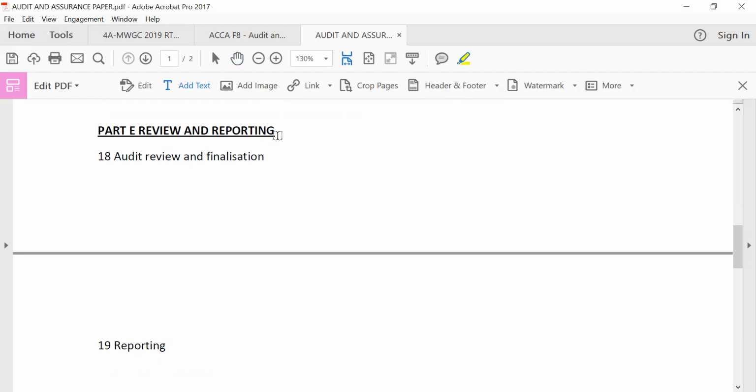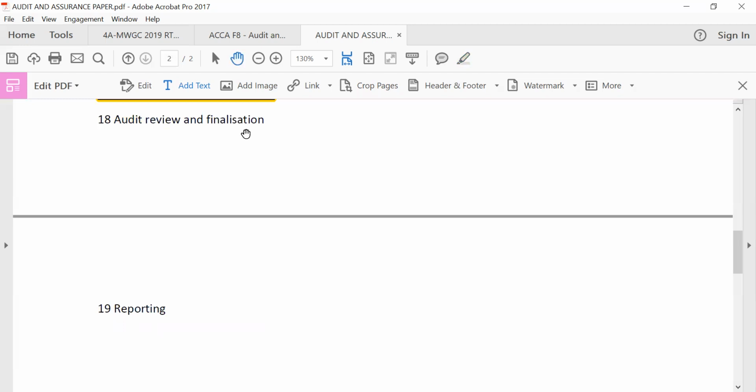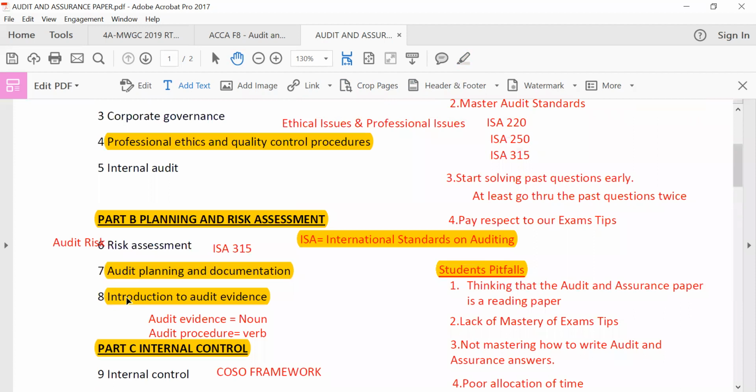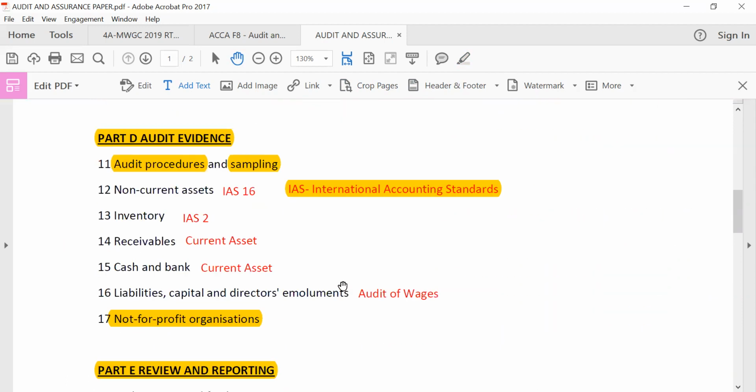Then we come to the last aspect of the textbook, that is Part E. Part E talks about review and reporting. So over here we talk about issues pertaining to audit review and finalization. We talk about reporting, opinions, ISA 700. We talk about those nitty-gritties, right? Now, we will place much attention on accounting standards and audit standards, and learn them concurrently. Basically, that is what we are going to do.